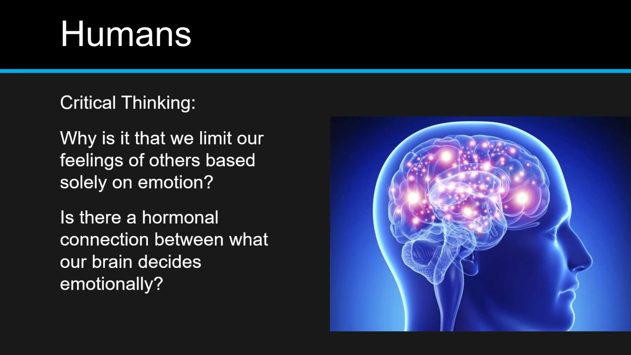So one of the things we're left asking ourselves is, why is it that we're at such a conflict with our own cognitive processes, with what our emotions are, and whether they're simply chemical processes? Are there hormonal connections between what we decide, or is what we decide actually just a chemical process masked by what we think it is?